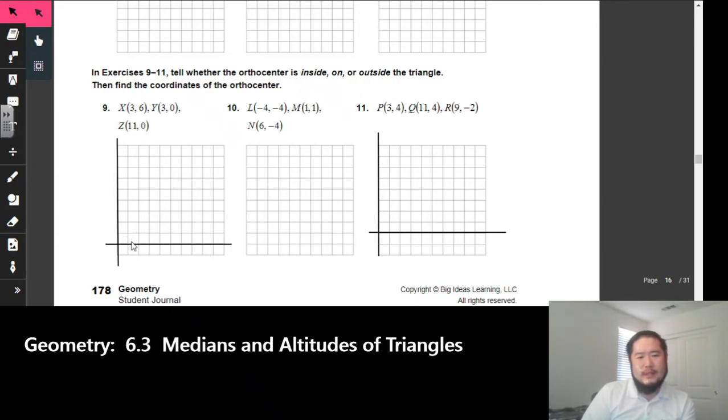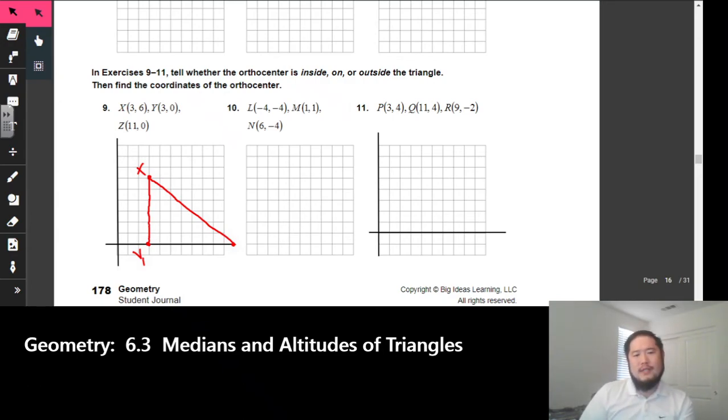So let's plot point C. We got 1, 2, 3, 1, 2, 3, 4, 5, 6. There's point X. Point Y is at 3, 0. So there's Y. And Z is over here at 11, 0. So 1, 2, 3, 4, 5, 6, 7, 8, 9, 10, 11. It's going to be a little bit off out there. I'll do my best to draw straight lines, though I'm not going to bother with the bottom because it's already straight.